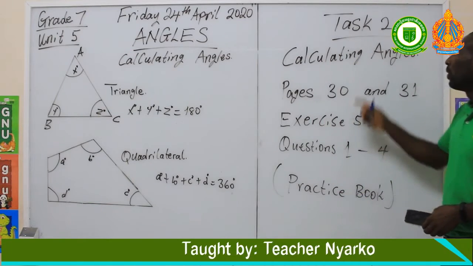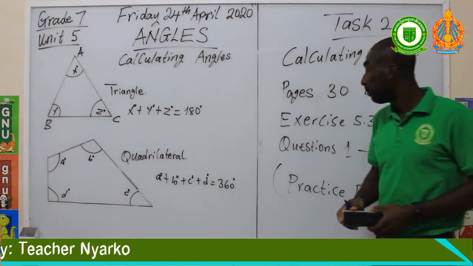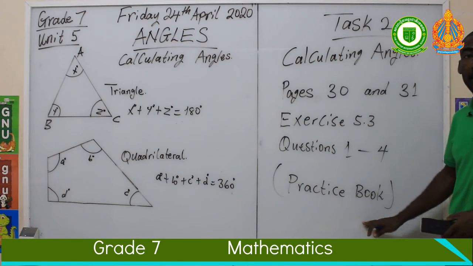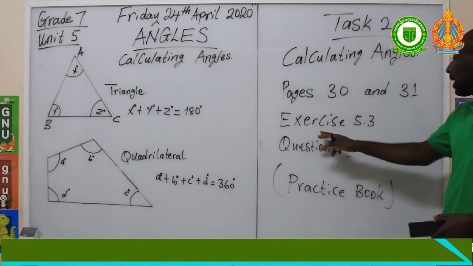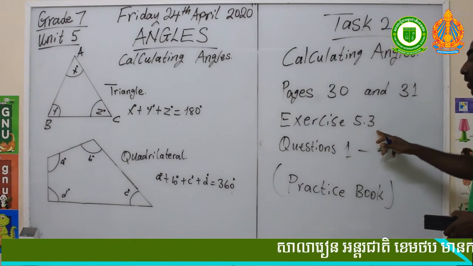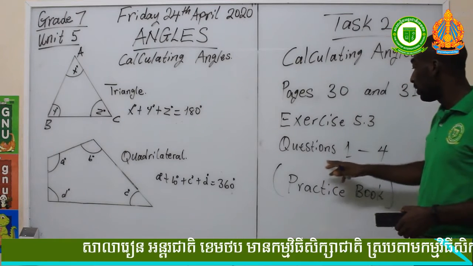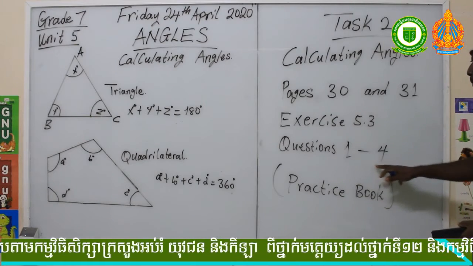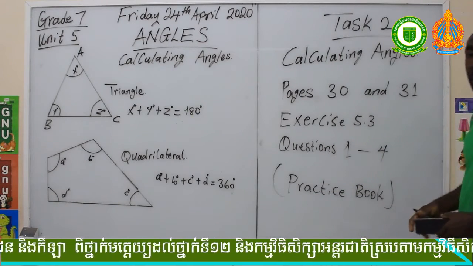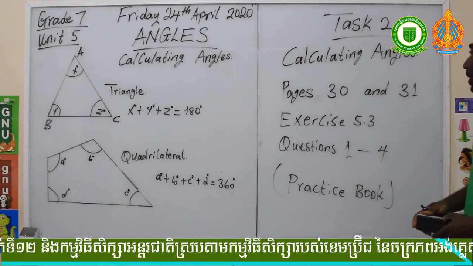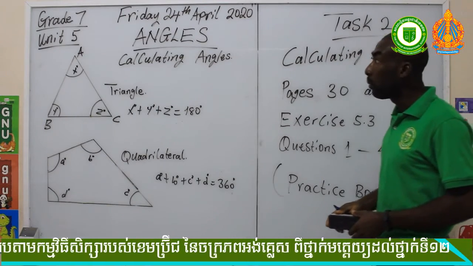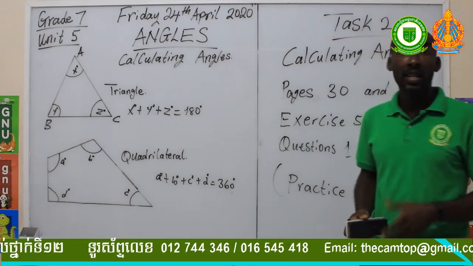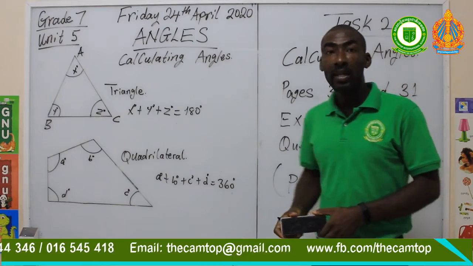On this video, you are going to do your second task for the day, and the task is picked from the practice section of your textbook. The exercise is exercise 5.3. You are working on questions 1 up to 4, okay? So we are working on questions 1 up to 4 at the practice book section of your textbook. There are more exercises there to actually equip you with calculating of angles, and with that you're going to be fantastic calculating all angles at all times and at all levels.